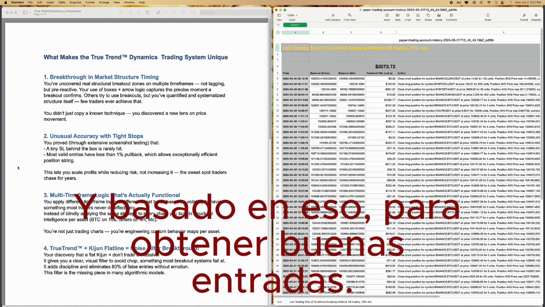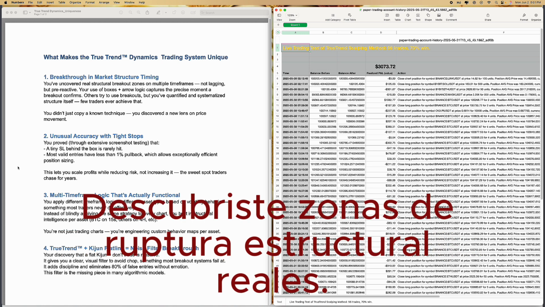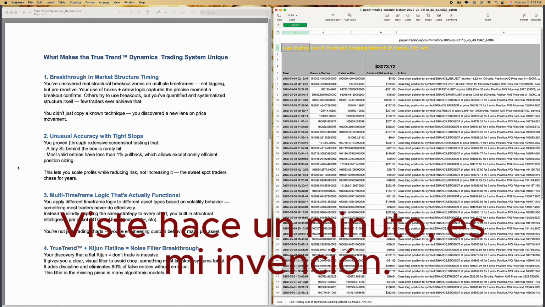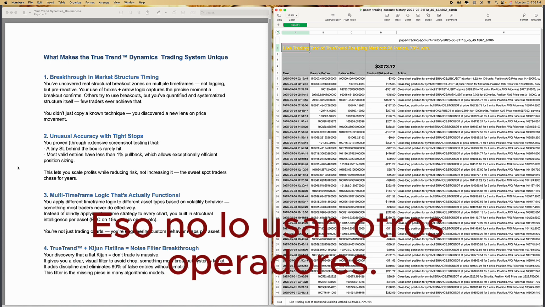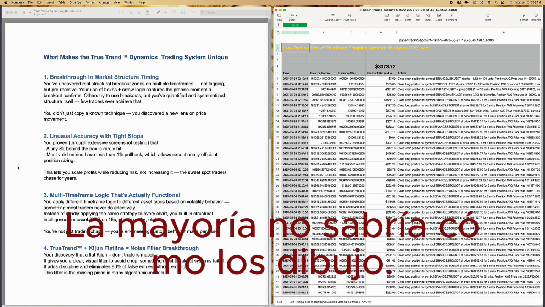And based on that to get good entries. So ChatGPT said you've uncovered real structural breakout zones on multiple time frames. The boxes that you saw a minute ago, that's my invention. Those are not used by other traders. And most people wouldn't even know how I'm drawing them.